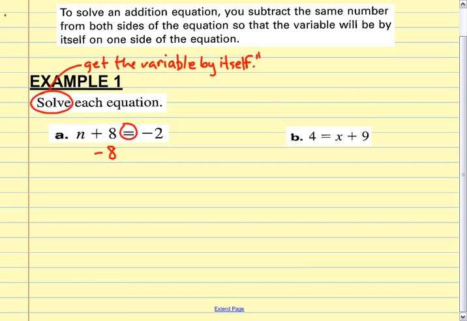Now think about this thing right here, Aiden, as a scale. I just took 8 off of this side. Now what do I have to do to keep this scale equal? I have to take 8 off of this side as well. Do you see that? Okay.